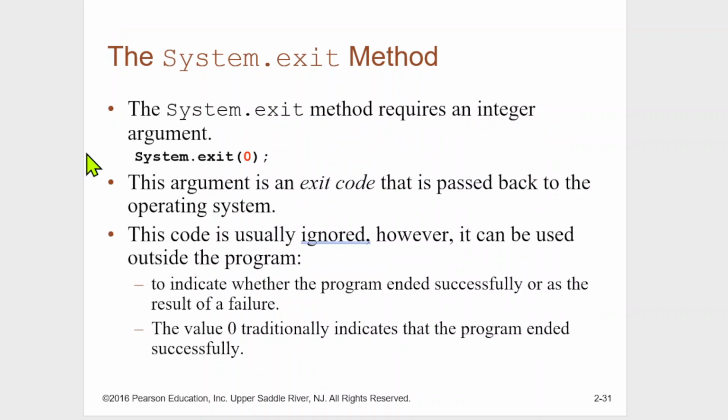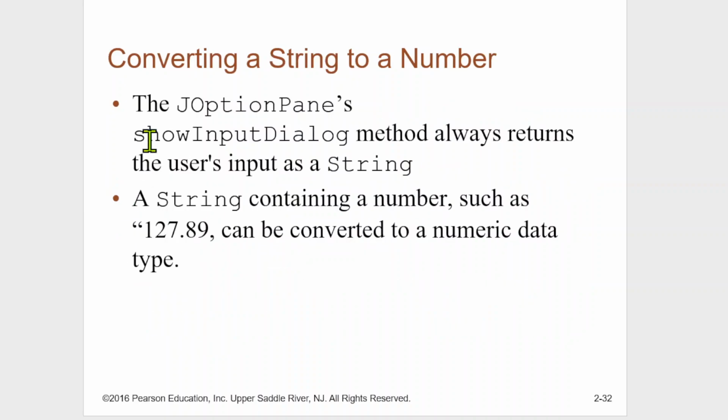The System.exit method requires an integer argument, so System.exit(0). This argument is an exit code that is passed back to the operating system. This code is usually ignored, however, and can be used outside the program to indicate whether the program ended successfully or as a result of a failure. The value of 0 traditionally indicates the program ended successfully.